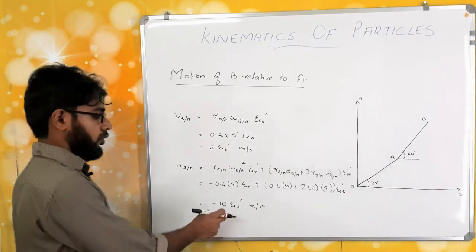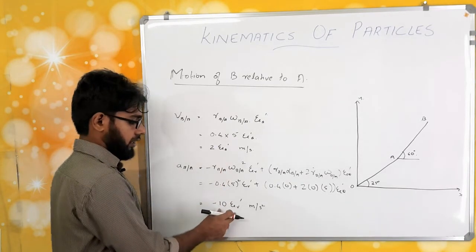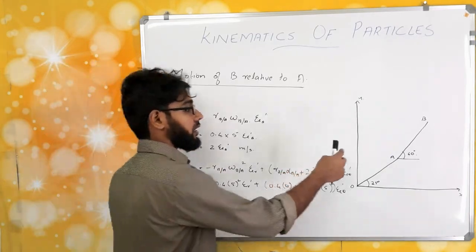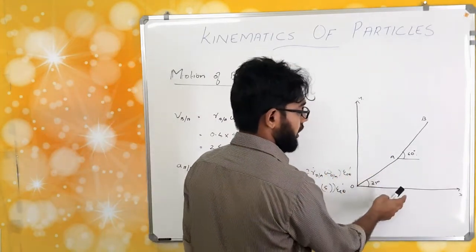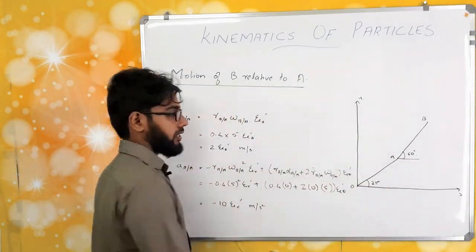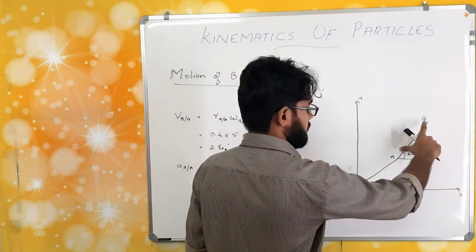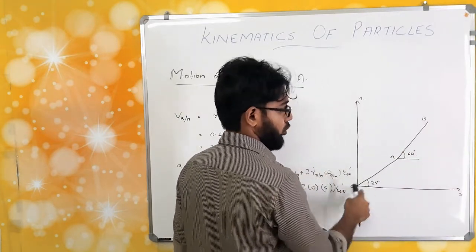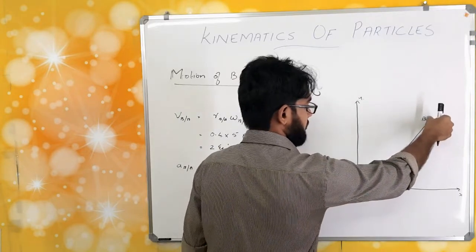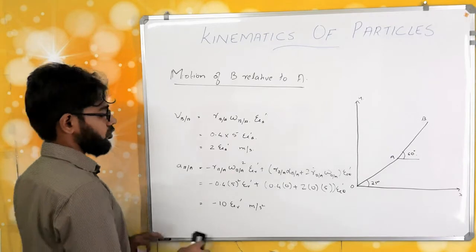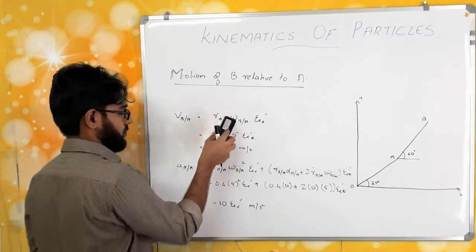Now these are the corresponding values in the polar coordinates. We will have to convert them into the Cartesian coordinate system so that you can relate the corresponding velocity and acceleration of B with respect to A and A with respect to O, to get velocity and acceleration of B with respect to O. Conversion is required here. So first let us convert both of these two.